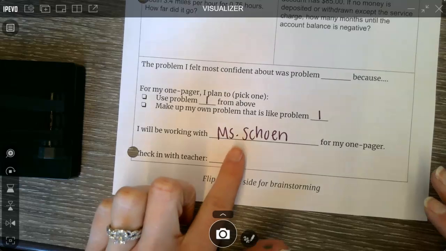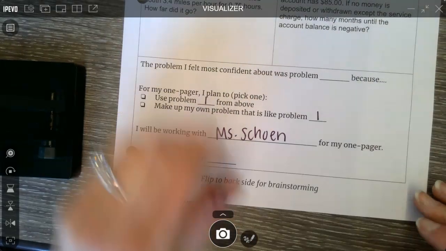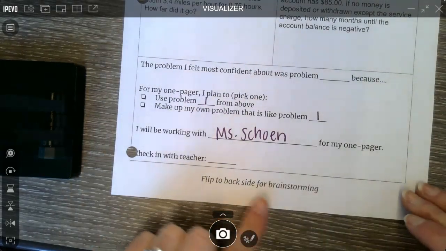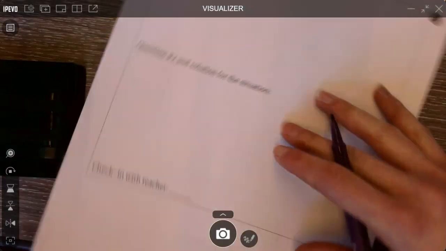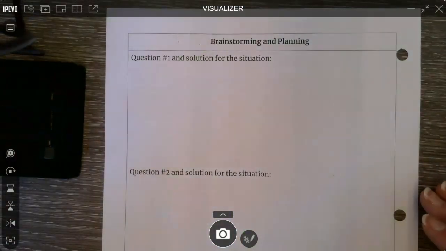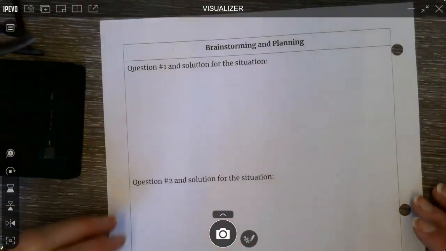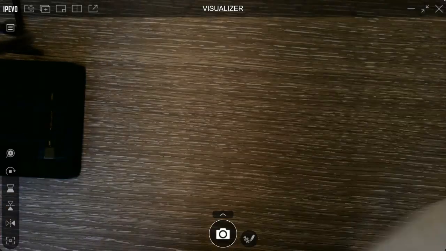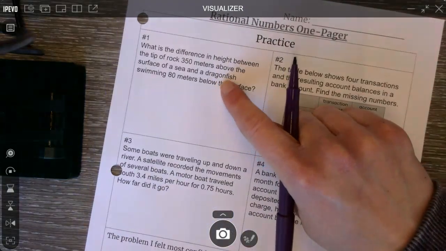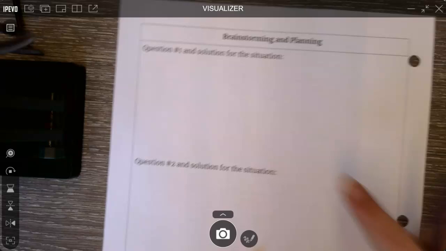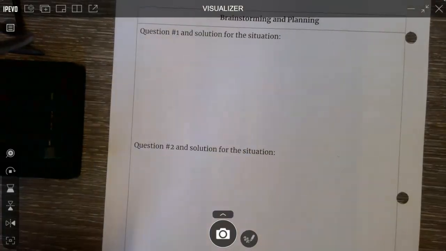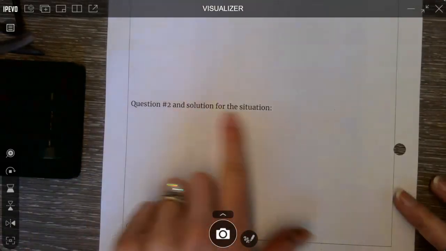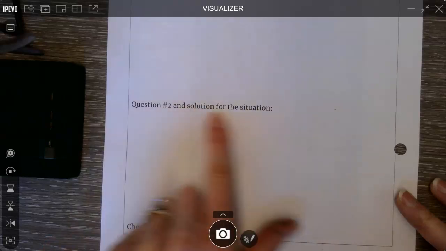Okay, then once this is done and my top 4 problems are done, I'm going to go see the guest teacher and they're going to sign this and say, okay, front page looks good. Then it says flip to the back side for brainstorming. So I'm going to flip it over. The rest of class time you are going to be thinking about what your one-pager is going to look like. Okay, so question 1, you need to rewrite this problem. If this is the one you picked, show your work and kind of decide what you're going to do with that.